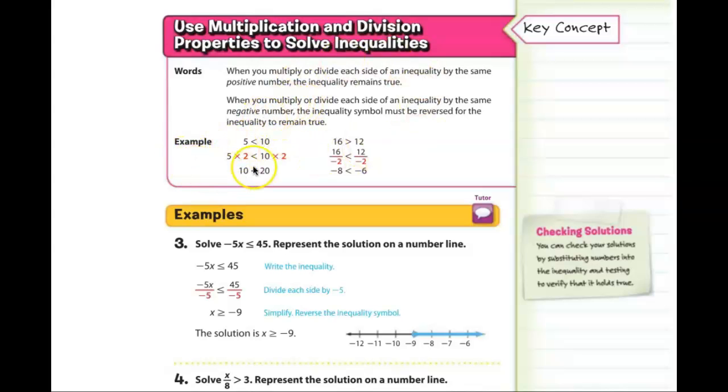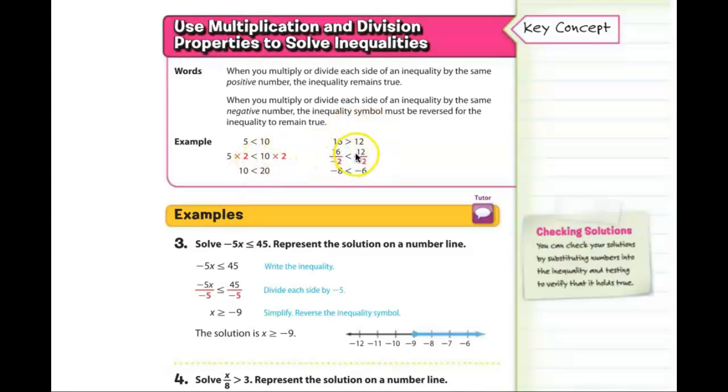You'll see here the example that 5 is less than 10. But if you were to multiply both sides by 2, 5 times 2 is 10, is less than 10 times 2 is 20. So that follows the rules just fine. You notice that the symbols are exactly the same all the way through.